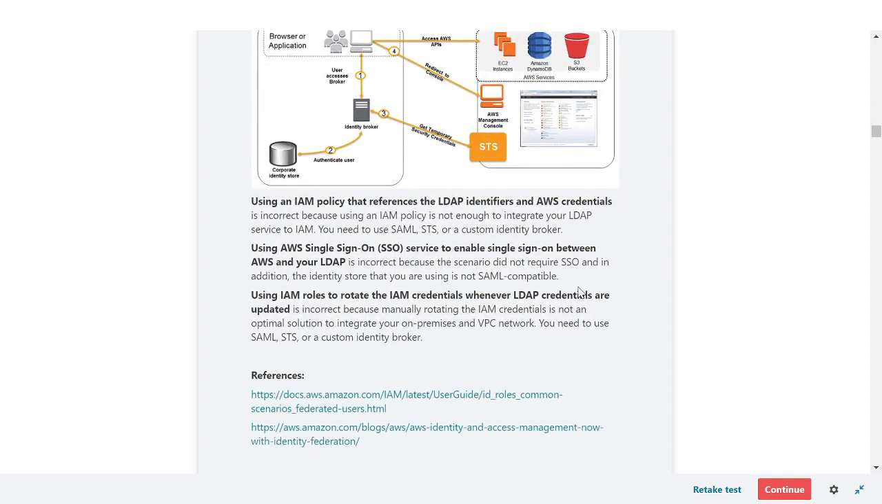The other option, using an IAM policy that refers to the LDAP identifiers and AWS credentials, is incorrect because using an IAM policy is not enough to integrate your LDAP service to IAM. You need to use SAML, STS, or a custom identity broker.